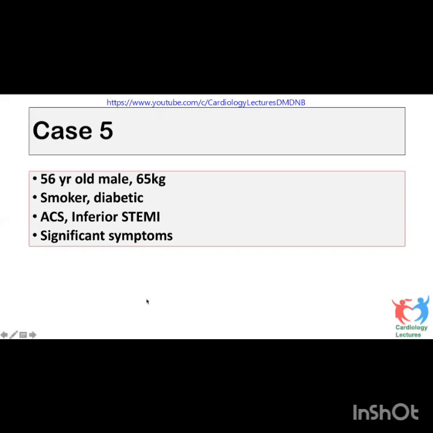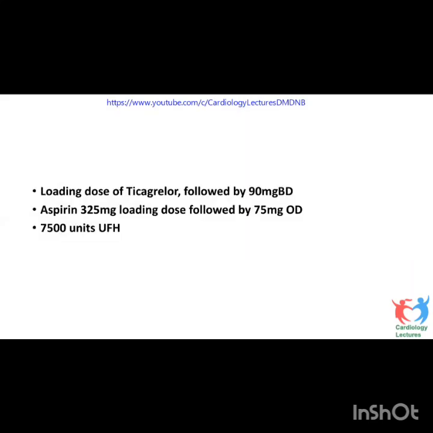A 56-year-old male, 65 kilograms, which is very relevant to this case. Smoker, diabetic, acute inferior MI again. Significantly symptomatic when he presented to the emergency room. Loading dose of ticagrelor followed by the usual conventional dose, aspirin in loading dose. The patient was wheeled into the cath lab. 7,500 units of unfractionated heparin was given.